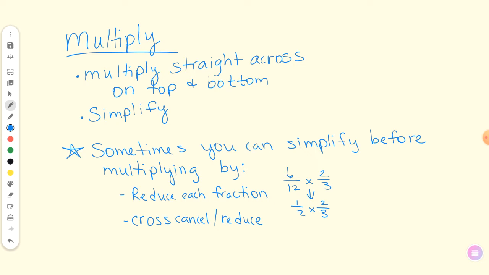Where do the numbers have to be located? Harper? Yeah, they have to be diagonal, okay? It's called cross-canceling and reducing. Maybe in parentheses, they must be diagonal from each other.